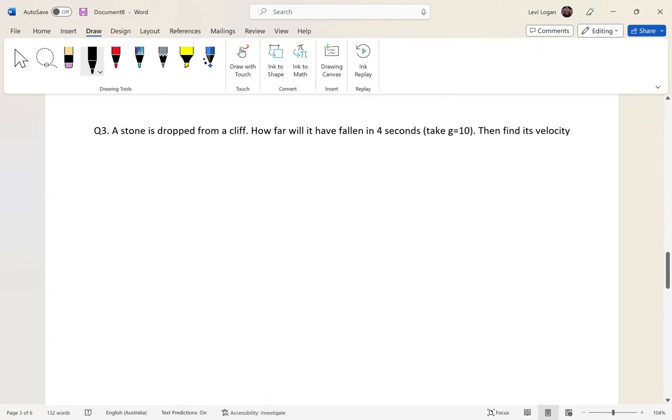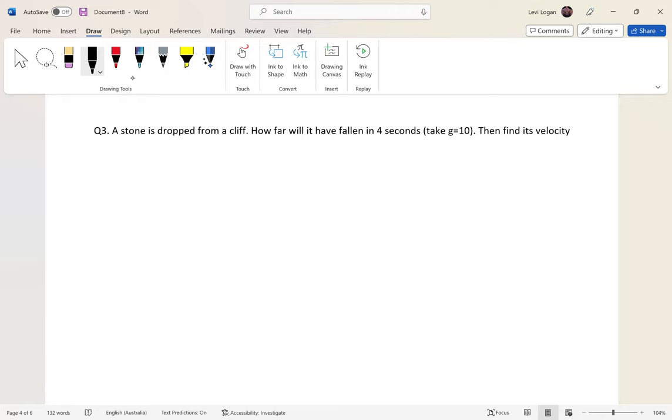Alright, have a go at this next one. A stone is dropped off a cliff. How far will it have fallen within 4 seconds? Take gravitational constant g to be 10. Then find its velocity. So this question has 2 parts. Pause the video if you want to have a go.